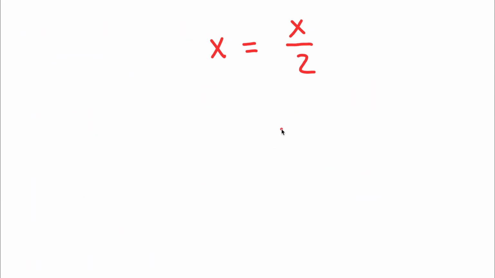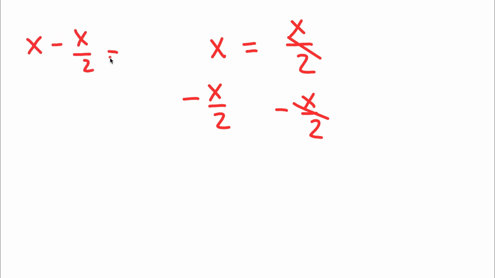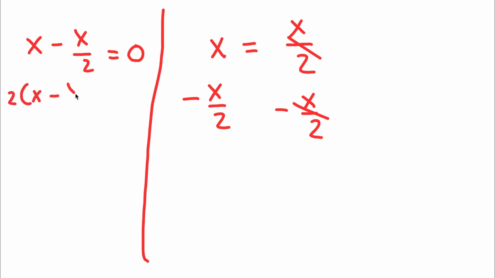Alright, so in this problem, I have x is equal to x over 2. So, to solve this problem, I'm going to first start by subtracting x over 2 on both sides. So then these two cancel out, and I'll be left with x minus x over 2 is equal to 0. Now, what I'm going to do is multiply both sides by 2. So now I have 2 times x minus x over 2 is equal to 2 times 0.